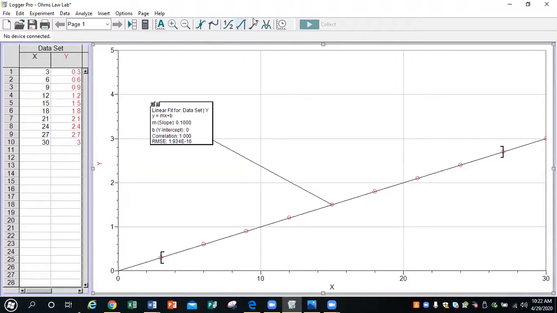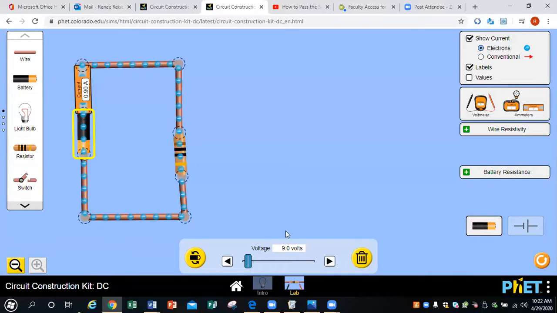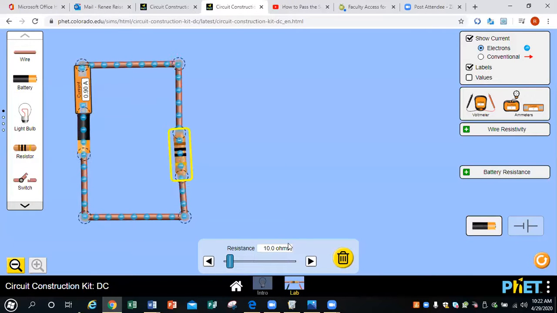When you click up here, this is the format that went with our motion detectors in the lab. All I have to do is click right here and it gives me the linear fit. On my x-axis, I have voltage. On my y-axis, I have current. My slope is 0.1. If I go back to my lab, my resistance was 10, so 0.1 is the inverse of my resistance.